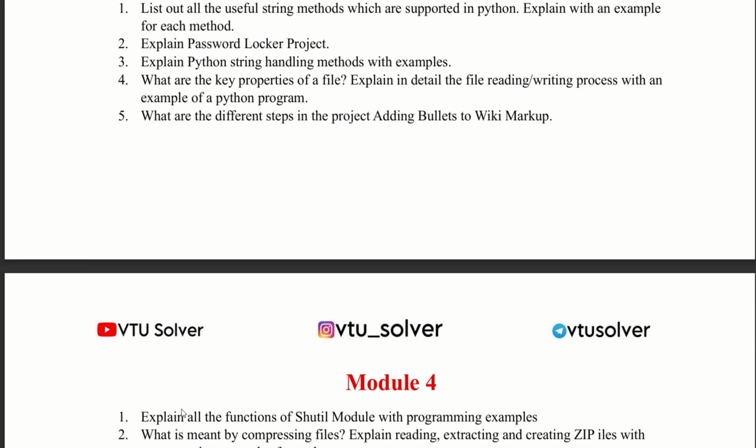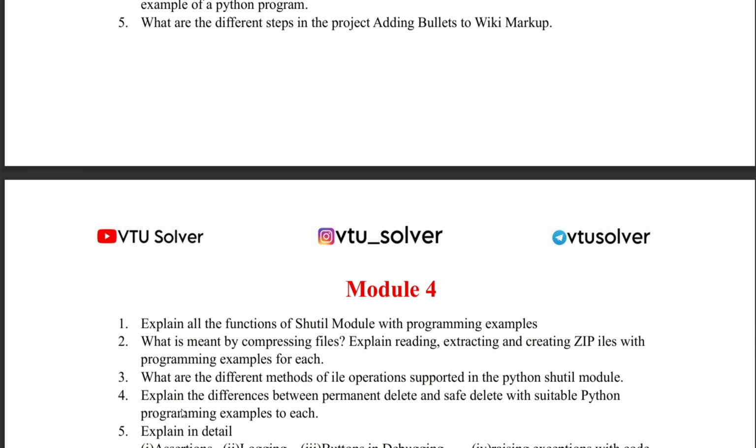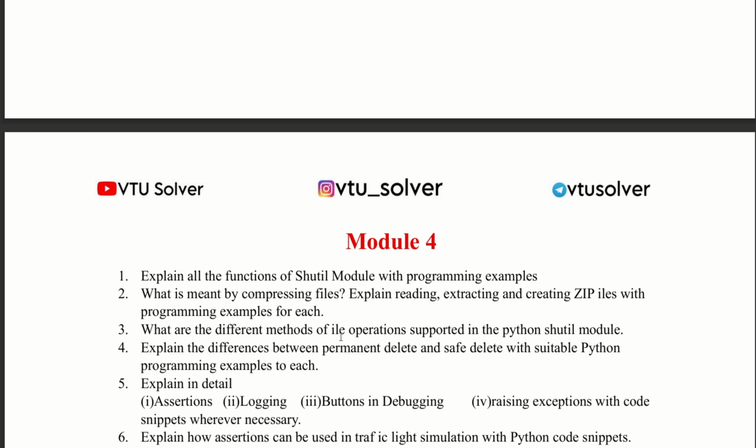Now the fourth module. Explain all the functions of the shutil module with program example. Second question. What is meant by compressing files? Explain reading, extracting and creating zip files with programming example for each. It is zip file, don't be confused. Now third. What are the different methods of file operations supported in the Python shutil module?